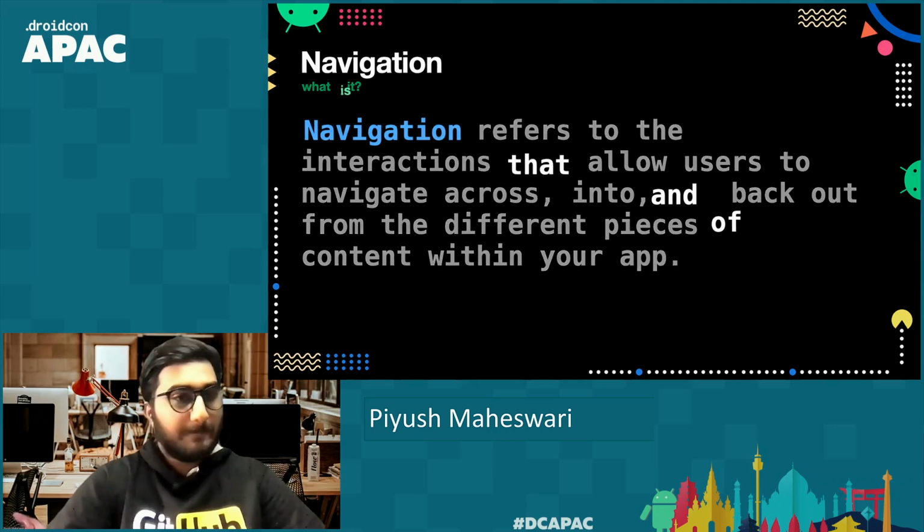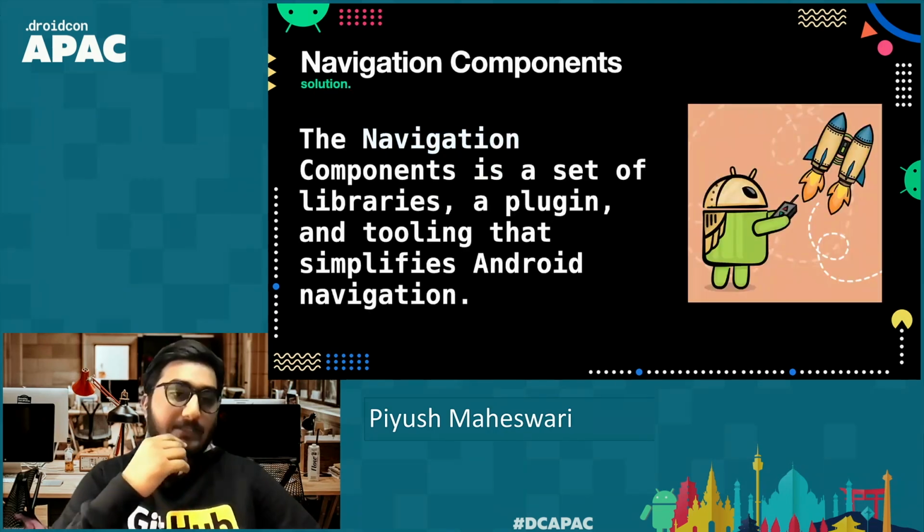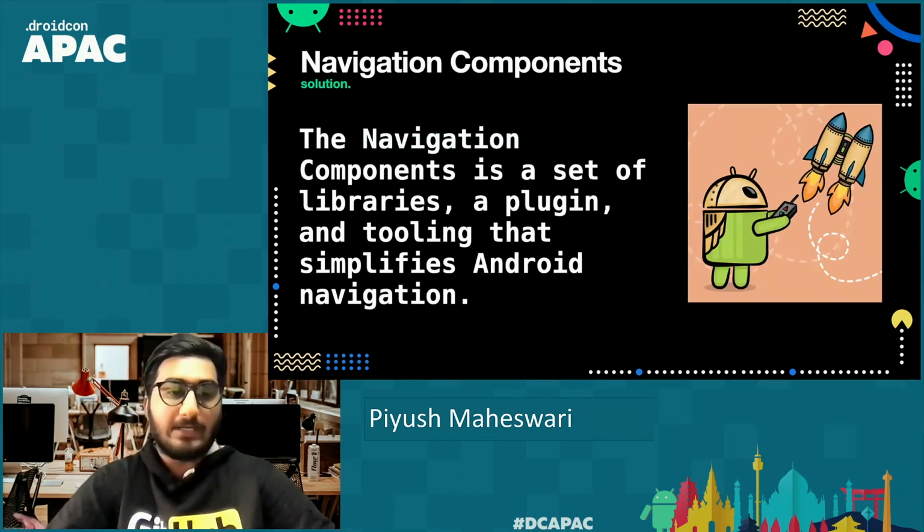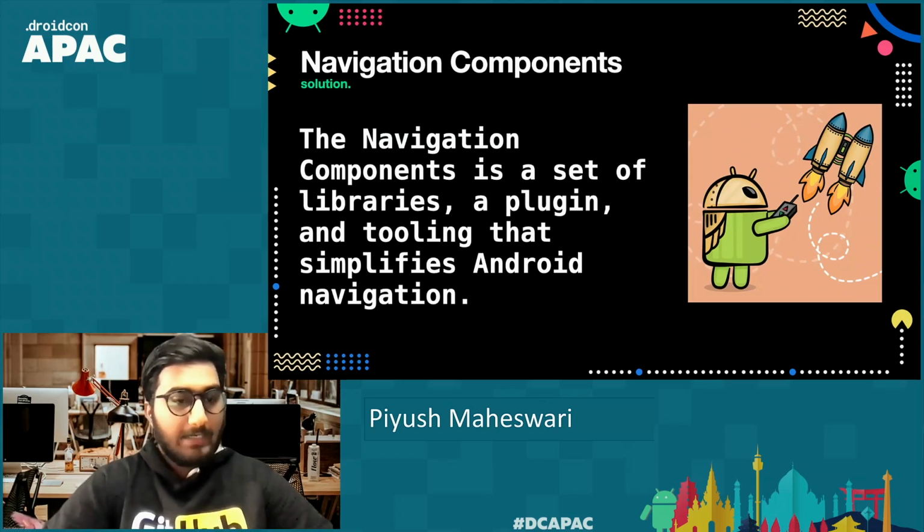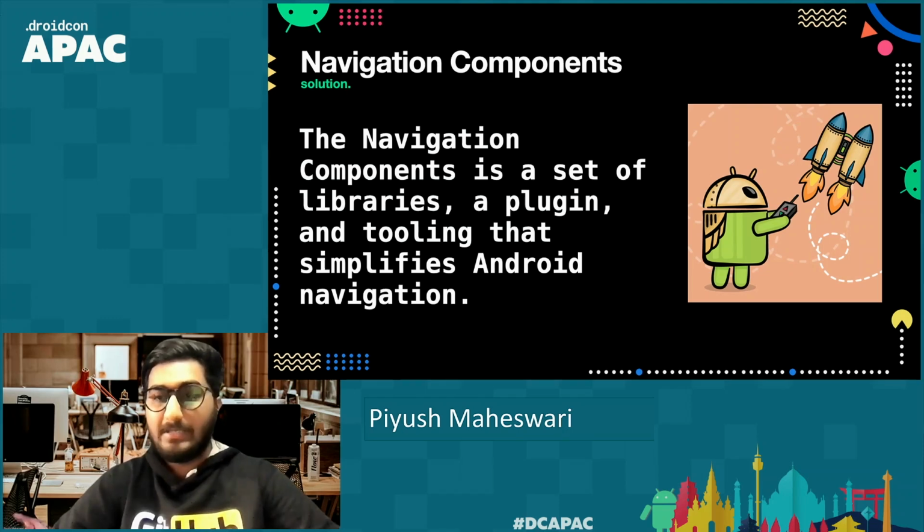To simplify these, we have navigation components. The navigation components is a set of libraries, a plugin, and tooling that simplifies Android navigation. It helps you to manage navigation, fragment transactions, backstack animations, and most importantly, deep linking.